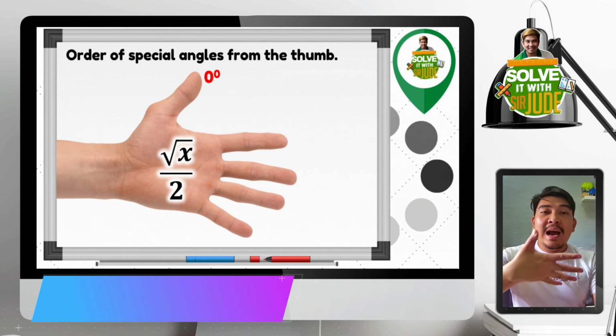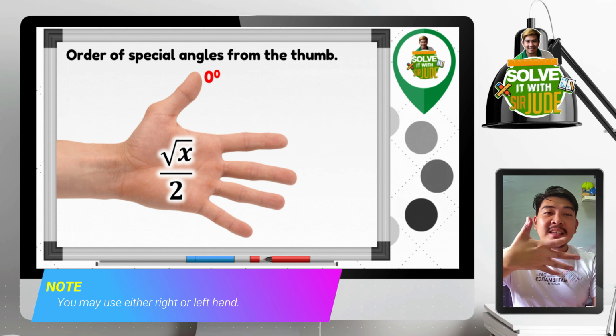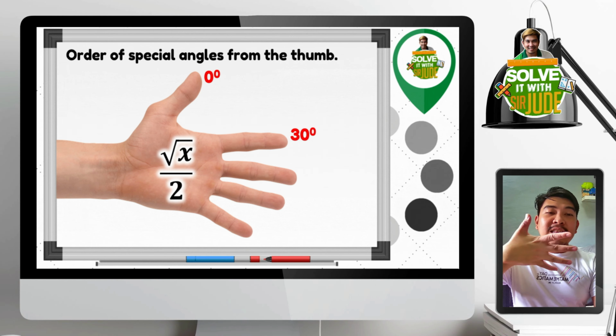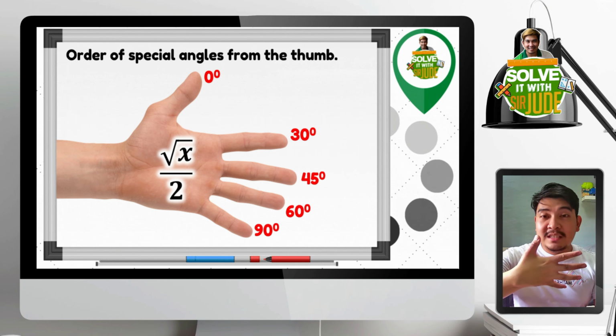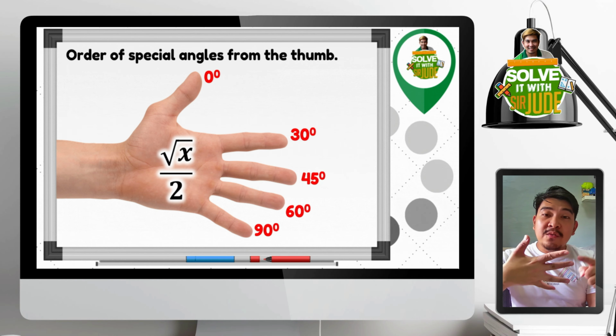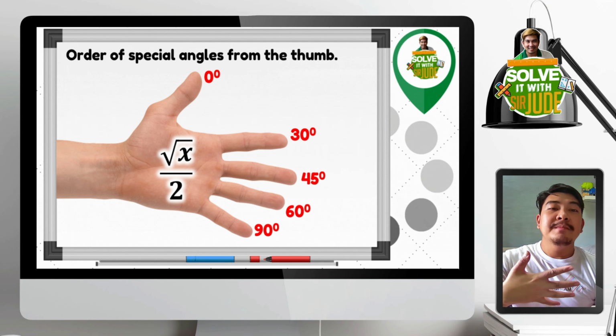From the thumb, we have 0 degrees. Next is 30 degrees. Next, for the middle finger, we have 45 degrees. Next, we have 60 degrees. And then the last one, for the smallest finger, we have 90 degrees. So, palaki yung values: 0, 30, 45, 60, 90.